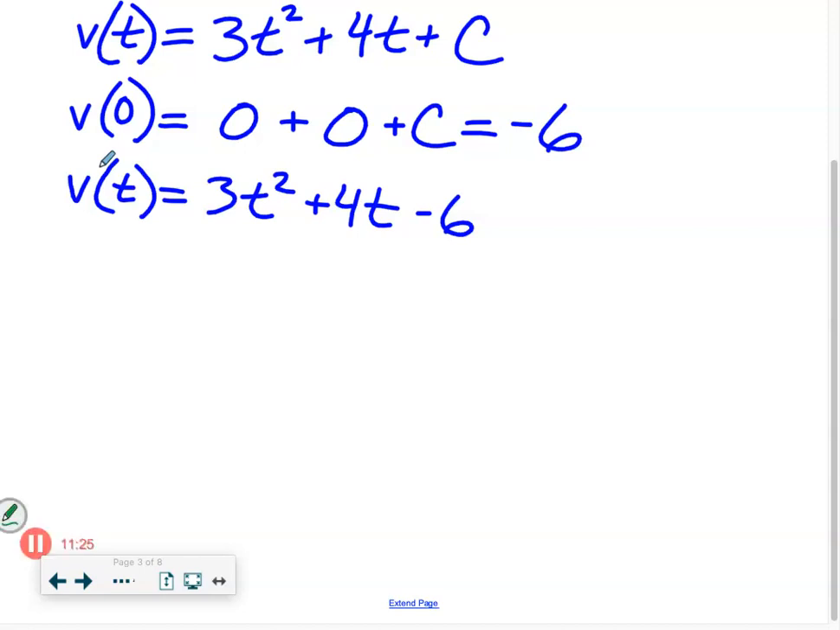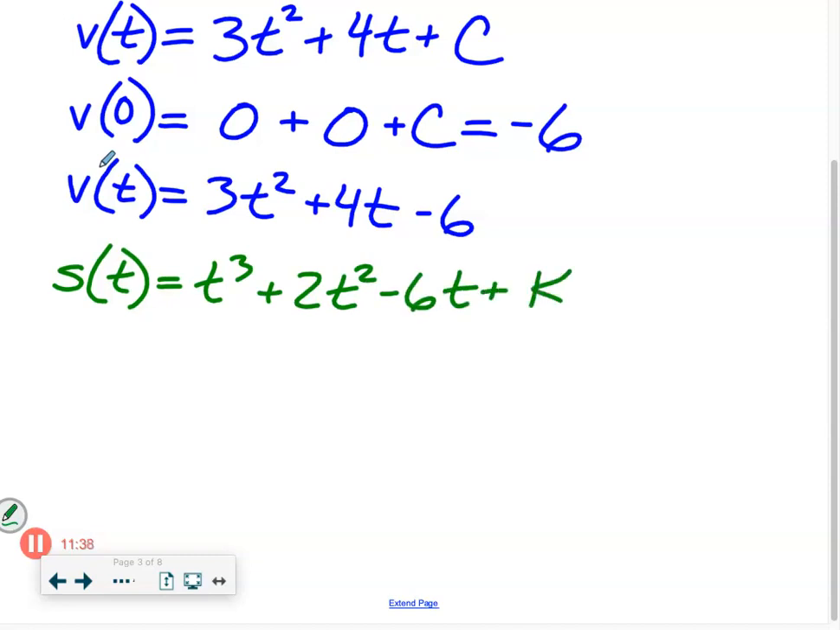Michelle, how are you? Good. Tell me what you got for a position function. Beautiful. All right. Very nice. Did you use C and K, or did you use subscripts, like C sub 1 and C sub 2? C and K. Yeah. It doesn't matter. Whatever you prefer.